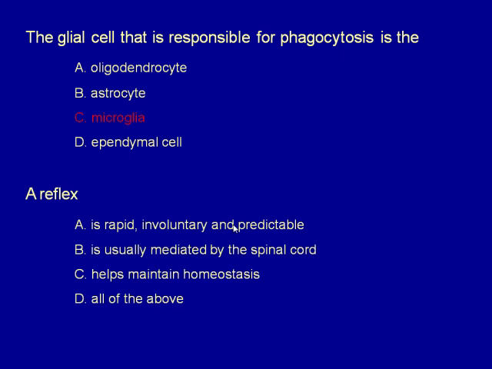A reflex is a rapid, involuntary, and predictable response, is usually mediated by the spinal cord, helps maintain homeostasis, or all of the above. The correct answer this time is all of the above. Most of your reflexes do go through the spinal cord. There are a few that go through the brain, but not very many. They are rapid, predictable, and involuntary, and their function is to help you maintain homeostasis.